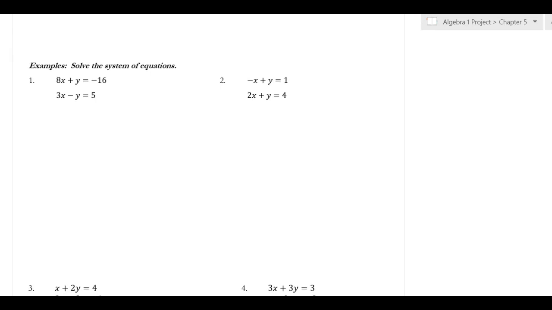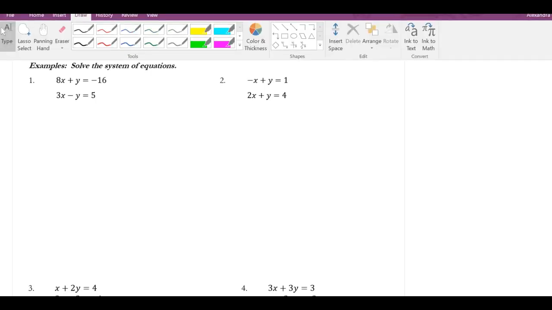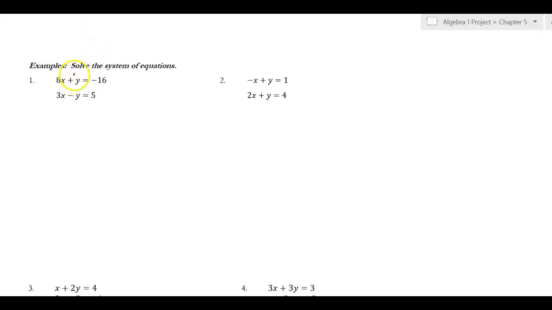All right, so here, if you notice for number 1, I have an 8 for the x and a 3 for the x. But then I have a positive 1 and a negative 1. That's what I want to eliminate. So I'm going to highlight that so they know it sticks out. Since I'm going to eliminate those, 1y minus 1y is gone, and I get 11x is equal to negative 11. And so x is negative 1. And so I found the first answer to my system of equations.